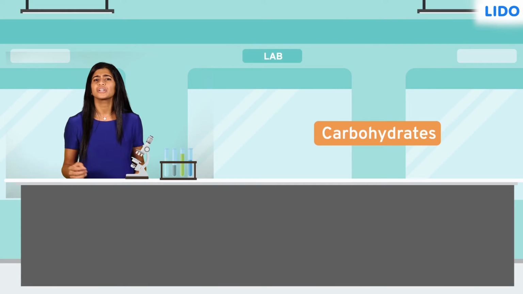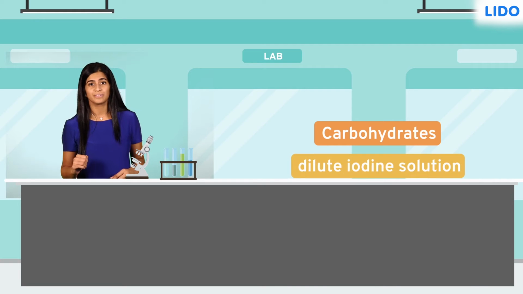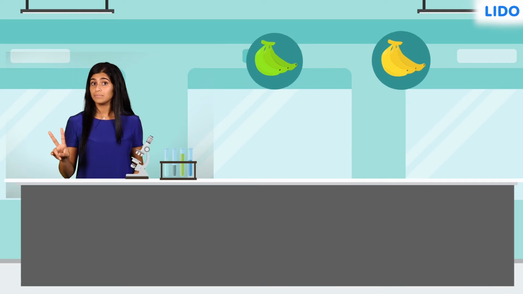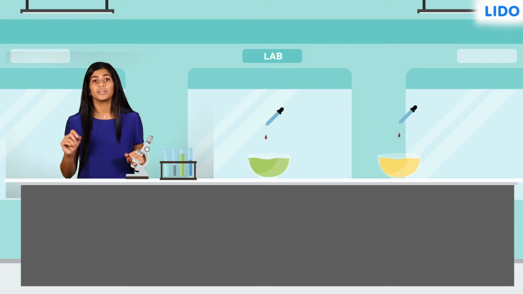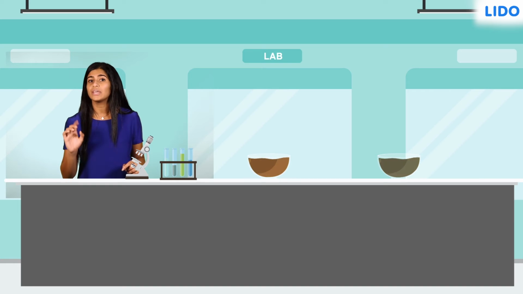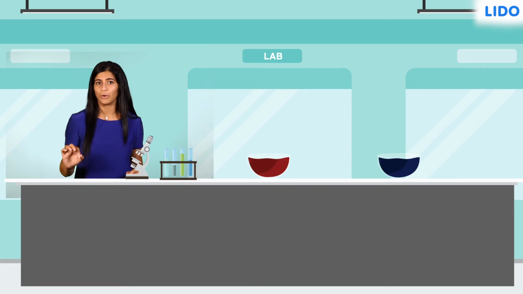Carbohydrates in the form of starch can be easily tested for using a dilute iodine solution. Here we have two food items crushed up to make them easier to test. We will add 2 to 3 drops of iodine. Observe carefully that the original color of the solution is brown.